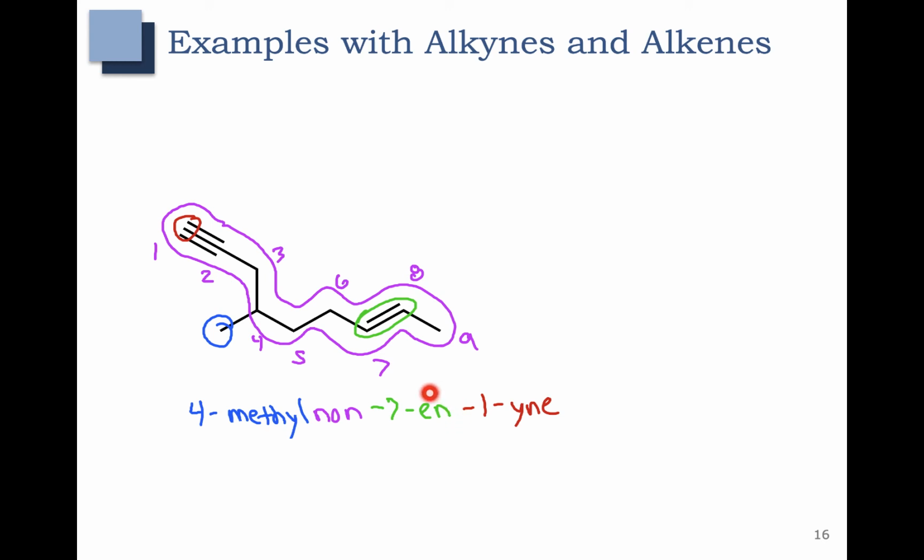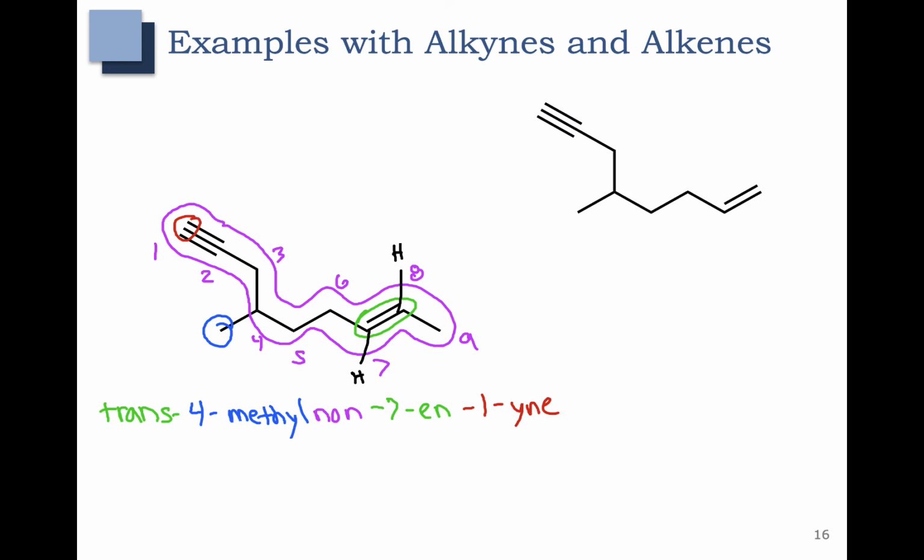We have to put the ene before the yne because of alphabetical order. E comes before Y alphabetically. The last thing we need to do is add the cis-trans designation for the alkene here. If you draw on the hydrogens here, you can see that they are on opposite sides. So that is going to give us trans right in front here.